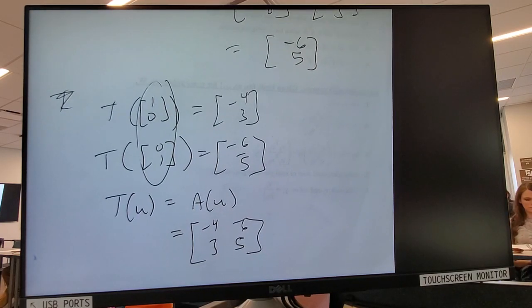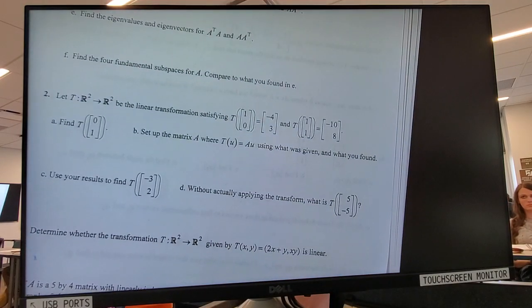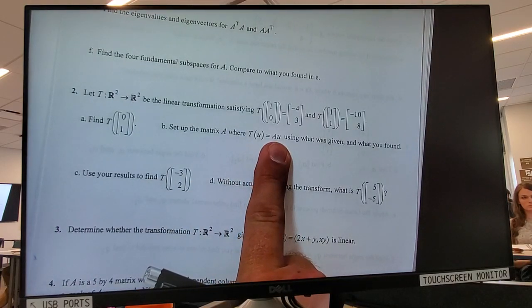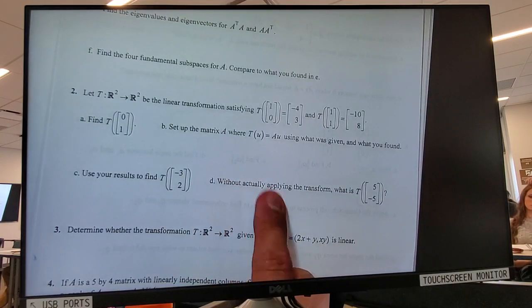Okay. And then part C is pretty easy, yes? Why is part C so much easier than A was? Because now I know how it works. Yeah. I like it. Part D, I don't know.